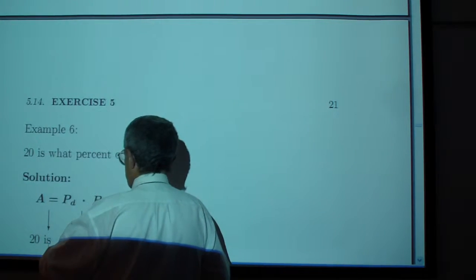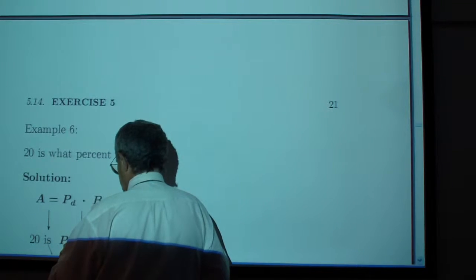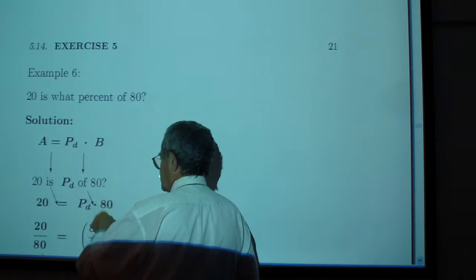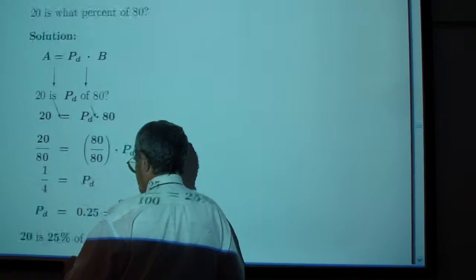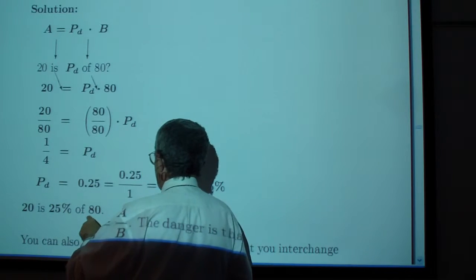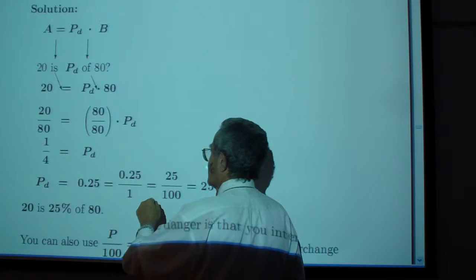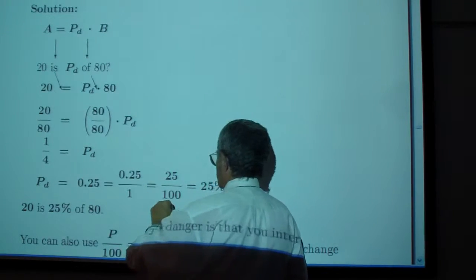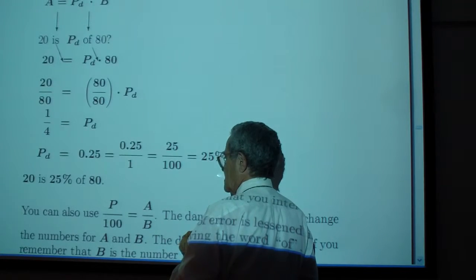20 is what percent of 80? The amount is 20. 20 is, percent is unknown, of 80, and the 20 and the 80 drop in. Divide both sides by 80, you get 1 over 4, which is 0.25, or multiply by 25 over 25, you get 25 over 100, just like we get here, which is 25%.